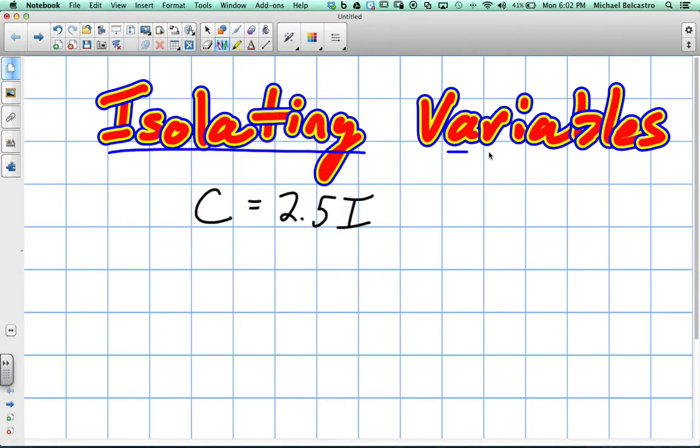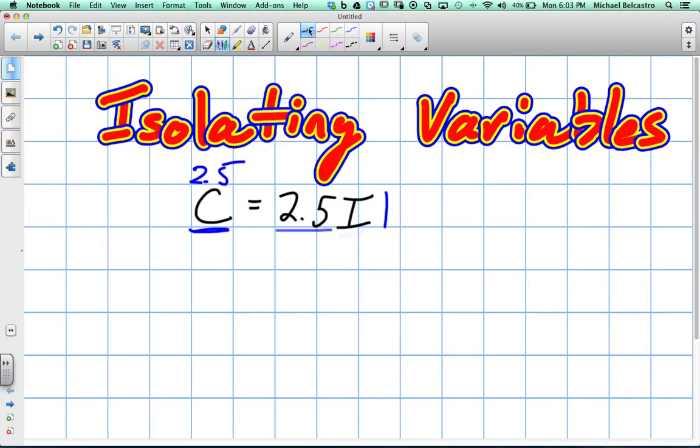Okay, so we're going to go through isolating variables. And this is the formula converting centimeters to inches. A centimeter is equal to 2.5 times however many inches. Okay? And what that's really saying is inches are about 2.5 times as large as a centimeter is. So for every inch you have, that's technically 2.5 centimeters.